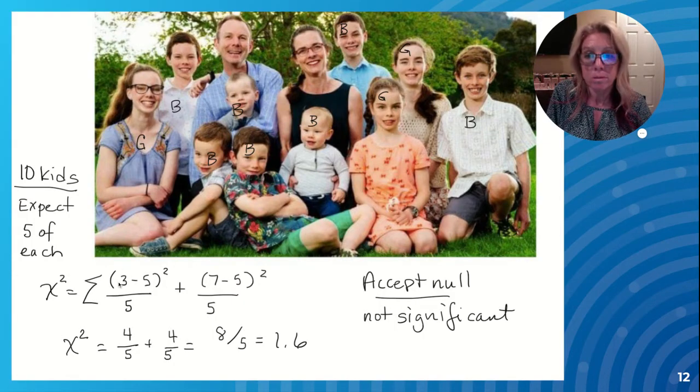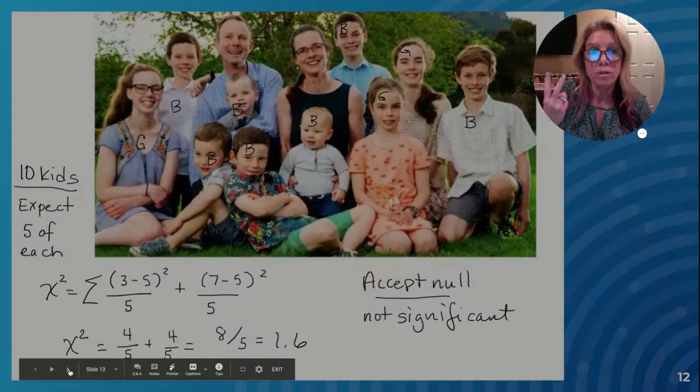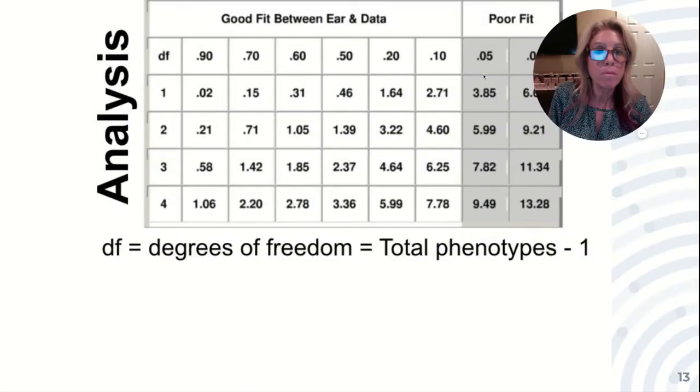Again, I do observed minus what I expected, squared, over what I expected. Do the same thing here. Hopefully this is just a review, and my chi-square value turns out to be 1.6. If you remember from before, we have 2 degrees of freedom, right? So the number where I would be concerned is 3.85.